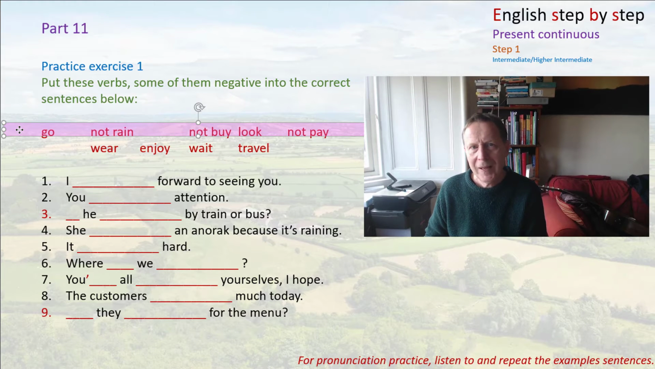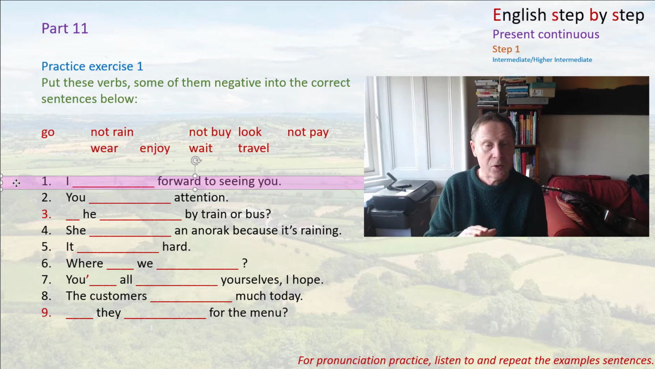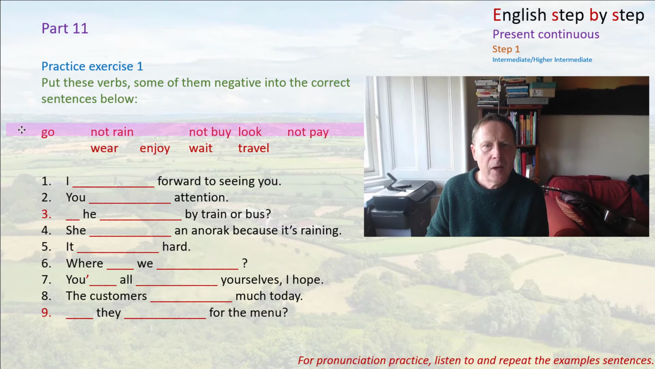Look, not pay, wear, enjoy, wait, travel. So number 1, for example, I something forward to seeing you. So you need the auxiliary verb, in this case I am, and you can make the contraction I'm, and then decide what is the verb that you need for this sentence.